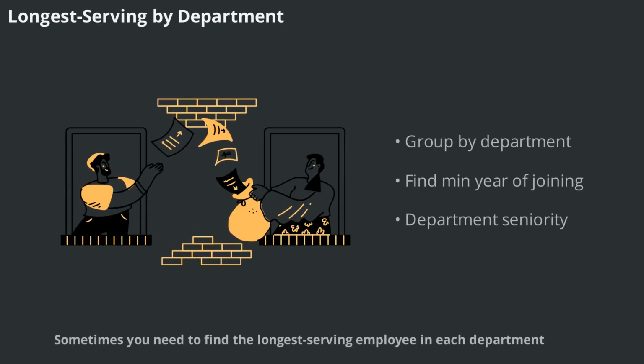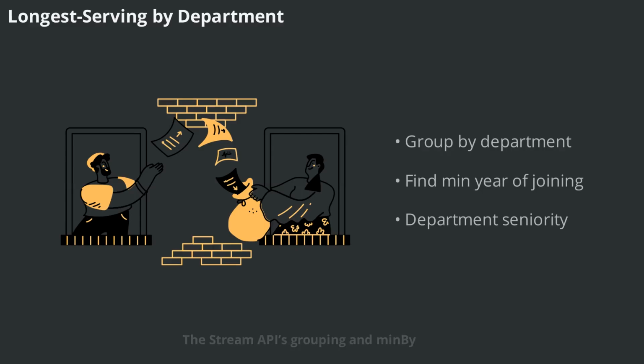Sometimes, you need to find the longest-serving employee in each department. This requires grouping by department and then finding the minimum year of joining within each group. The Stream API's grouping and minBy collectors make this task efficient and concise.